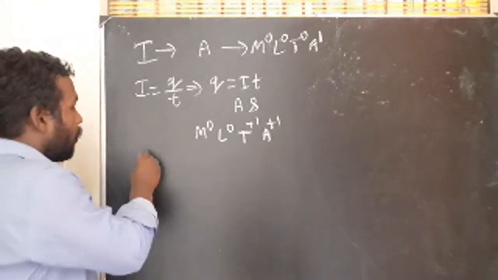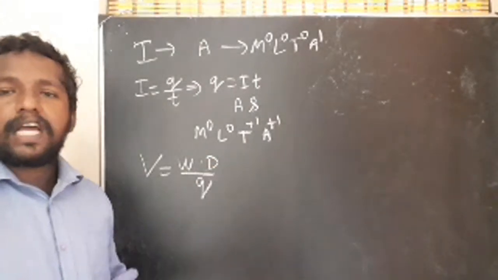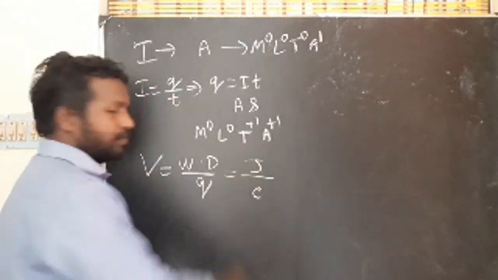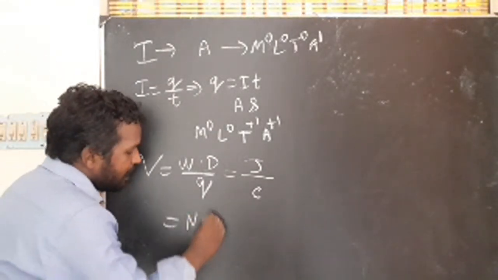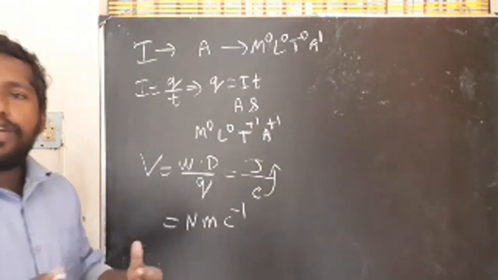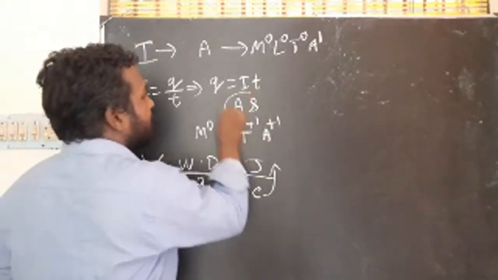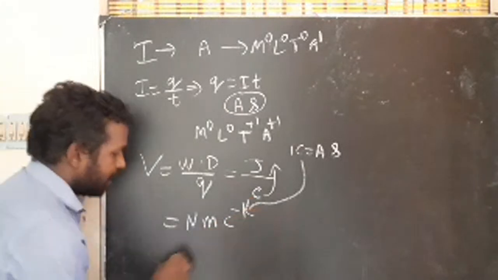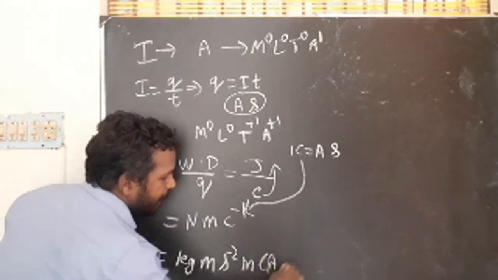The next one, voltage. Voltage is equal to work done per unit charge. Work done is in joules and charge is in coulombs. Joules we can write as Newton meter. Then coulombs from denominator to numerator we can take as coulombs inverse. We already know coulombs doesn't have a dimensional formula, so instead of coulombs you can write ampere into second. So 1 coulomb is equal to ampere into second. Newton is kg meter second minus 2, into meter, and coulombs is ampere into second.